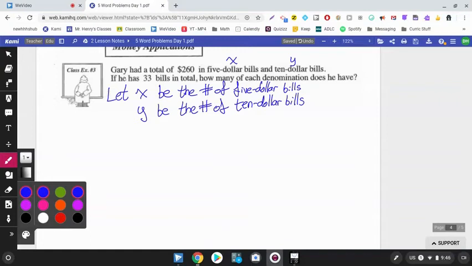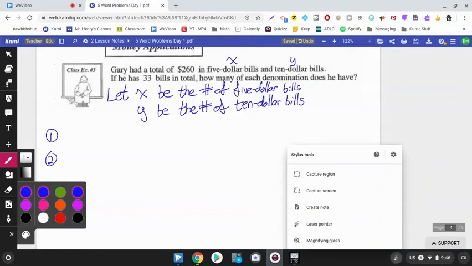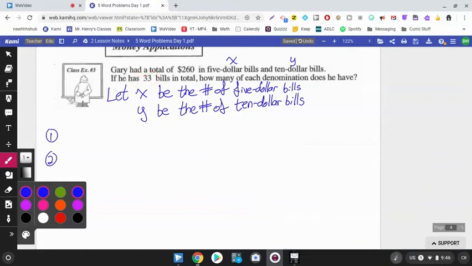Well, let's come up with some equations. Equation 1 and equation 2. He has a total of $260 in $5 bills and $10 bills. So it's probably something to do with the total amount of money. If he has 33 bills in total, how many of each does he have? That's the easiest one for me. 33 bills means however many X's, however many Y's, or however many 5s, however many 10s, needs to add up to 33.